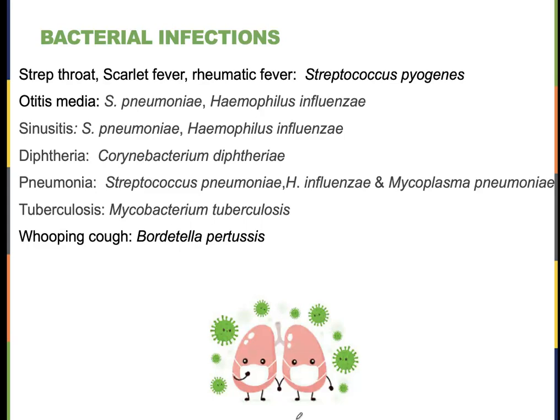Okay, so here are bacterial infections. Let's go through one at a time. The first one is going to be strep throat, scarlet fever, and rheumatic fever. All of these diseases are caused by Streptococcus pyogenes, and they're all related. Lots of people get strep throat. Strep throat can lead to scarlet fever. Scarlet fever can lead to rheumatic fever. So we'll take a look at that.